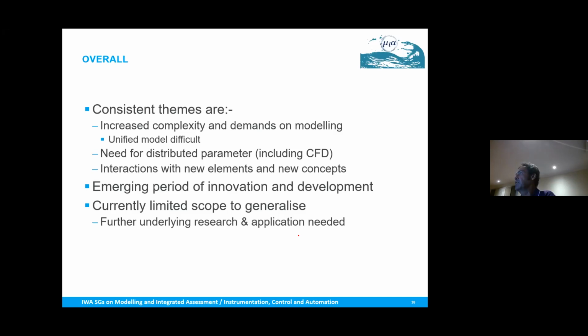There's limited scope to generalize excessively. I think the ADM1 is about as general as you want to get. You then specialize the model around that. Of course, there's a place for very simple models, but you need to have some mid-range as well.